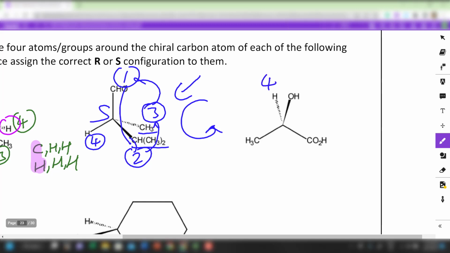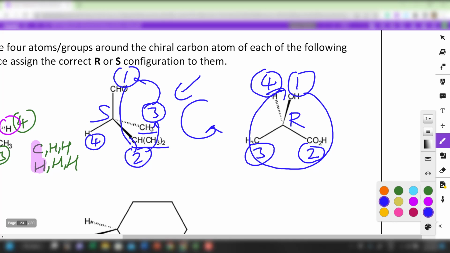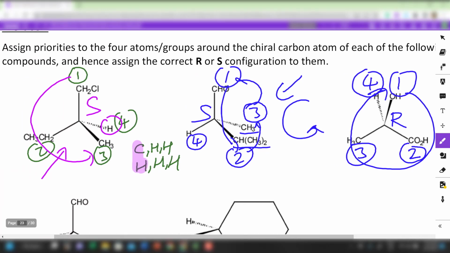Because the H is away, so priority 4. Oxygen has a greater priority than carbon, so priority 1. Of course, between CH3 and carboxylic acid priority 2, and this is 3. Okay, so again, because H is already away, so very simply clockwise, so this takes on the R configuration. Okay, I'm just going to change to orange. Right, next.